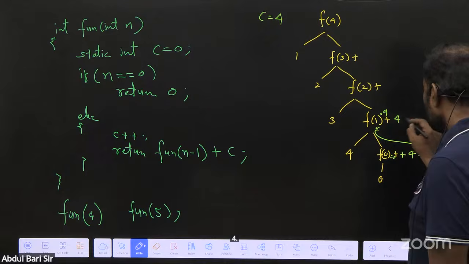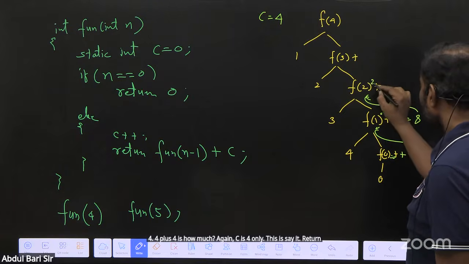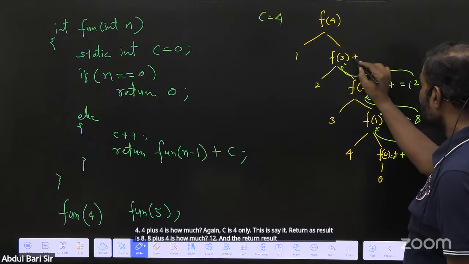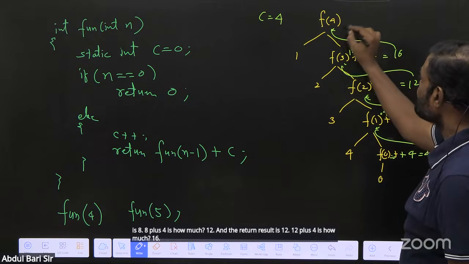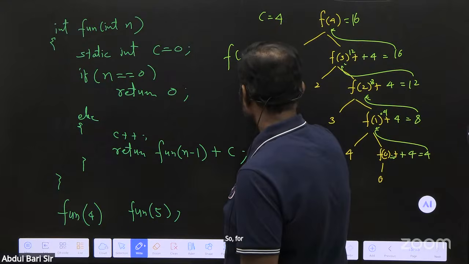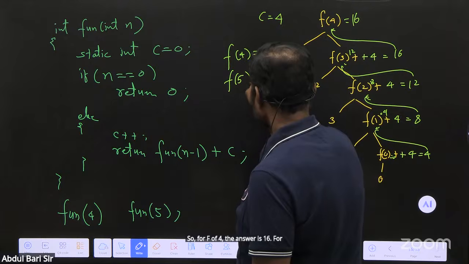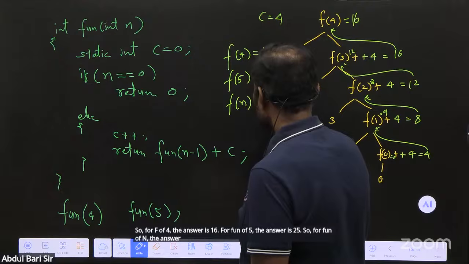4 plus 4 is how much? Again, C is 4 only. This is 8. Return result is 8. 8 plus 4 is how much? 12. And the return result is 12. 12 plus 4 is 16. And this return result is 16. So for fun of 4, the answer is 16. For fun of 5, the answer is 25. So for fun of n, the answer is n square.